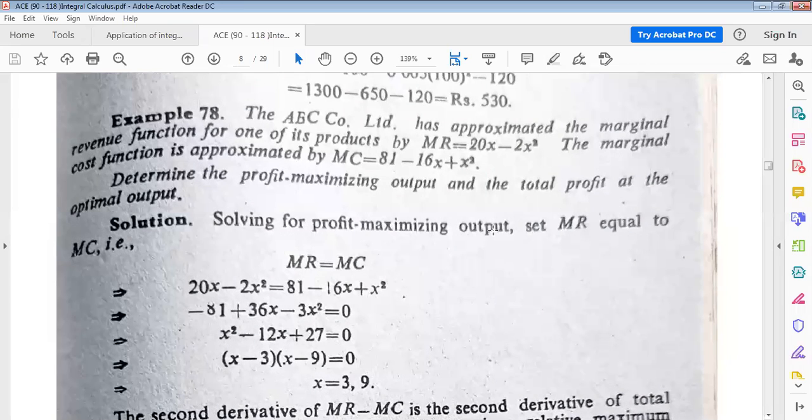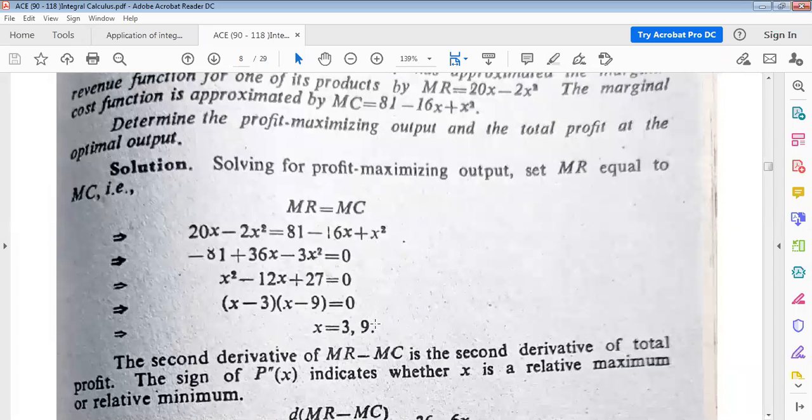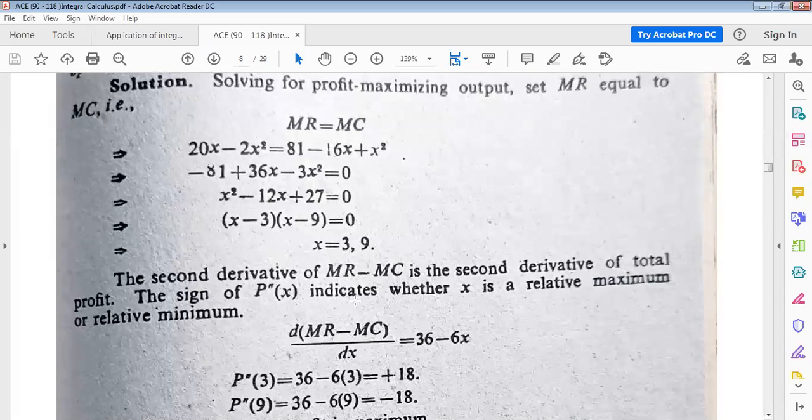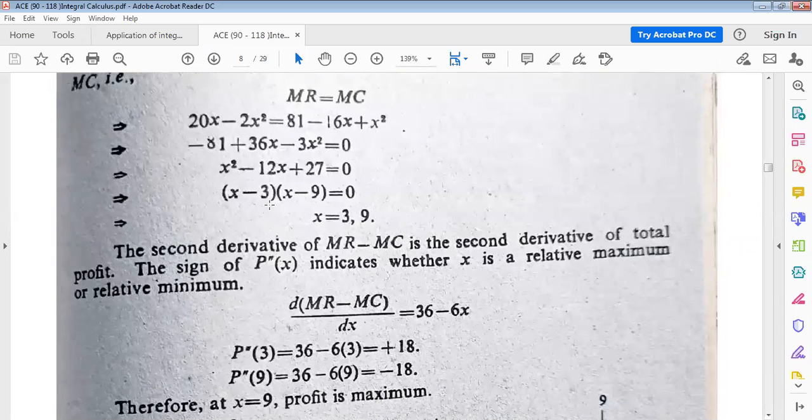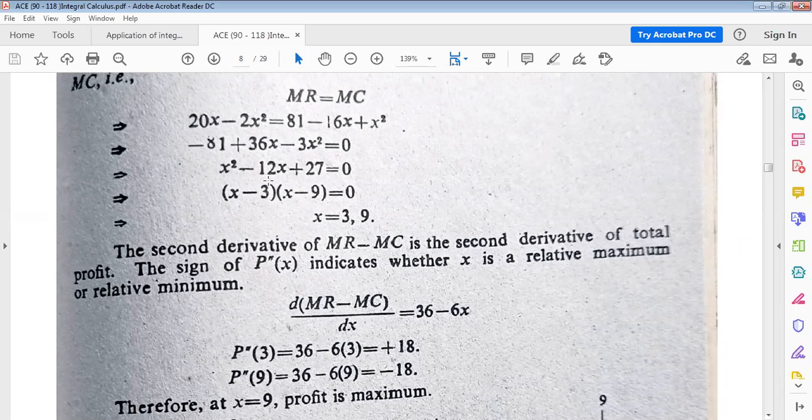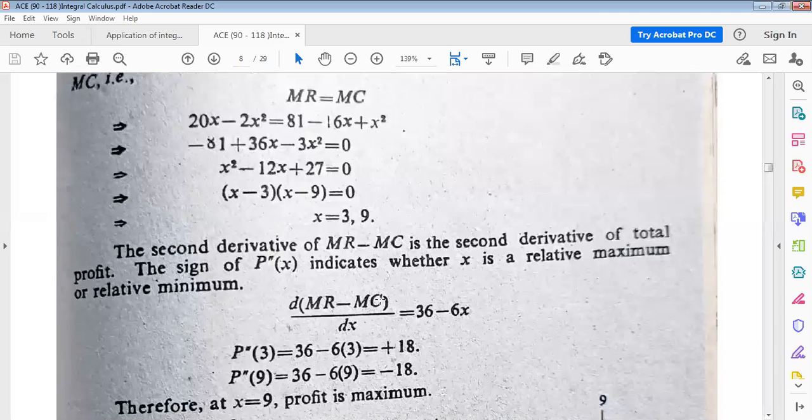Now solving for the profit maximizing output, marginal revenue is equal to marginal cost. So marginal revenue equals marginal cost, just putting the values of marginal revenue and marginal cost, we can solve. x equals 3, 9. Okay, just factorization, either this equals 0 or this equals 0. So x equals 3, 9. Now if we take the second derivative of MR minus MC, that means marginal revenue minus marginal cost.